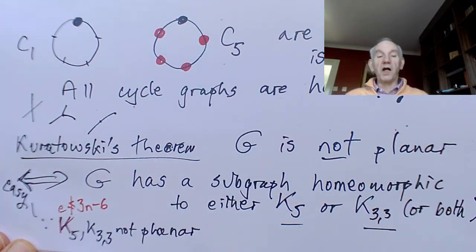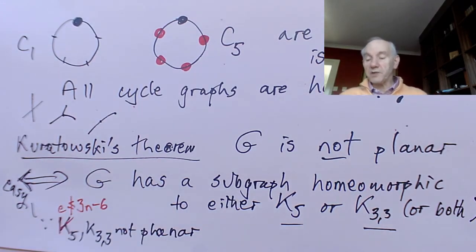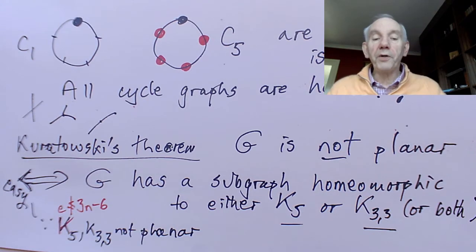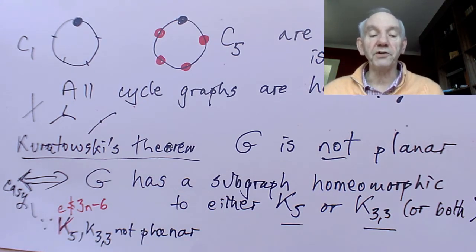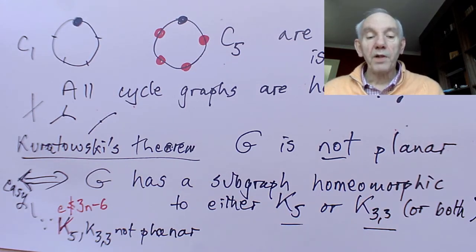It doesn't help for K3,3, but there's a similar thing it doesn't satisfy. Or you can use a diagrammatic proof. You see, for K5, this is done in the notes. K5 has to have a 5 cycle. I've said that before. It has a 5 cycle.